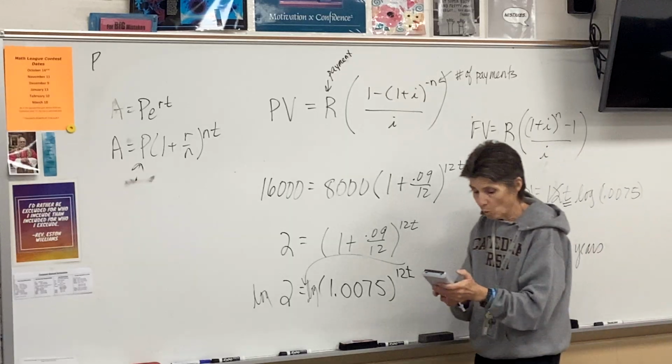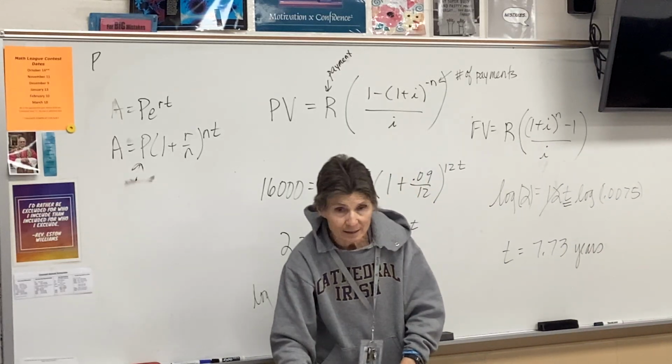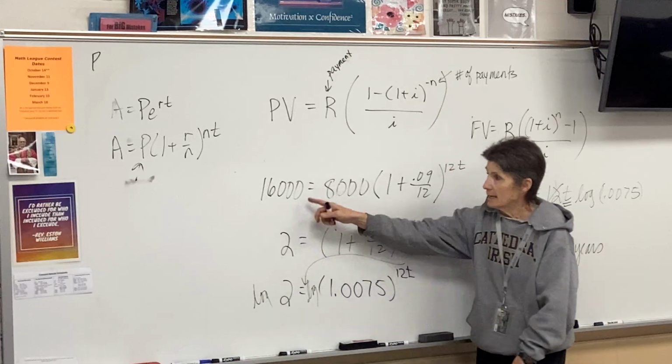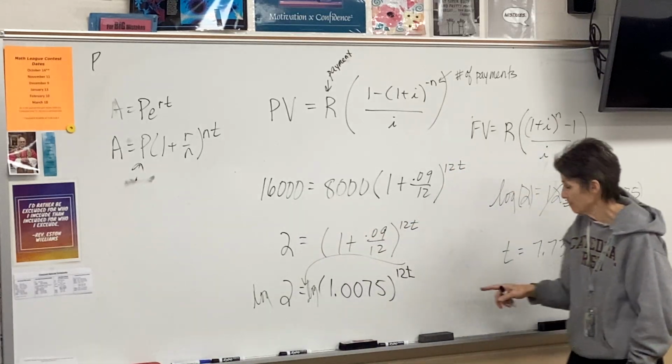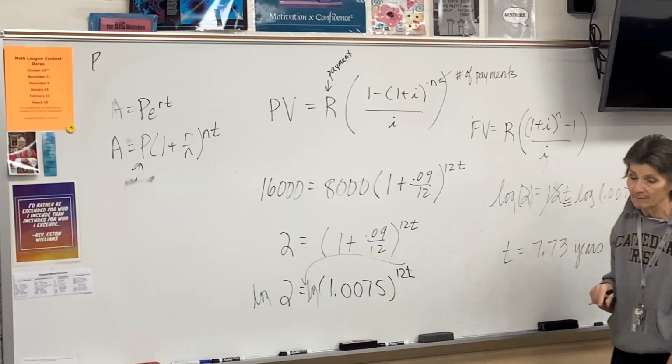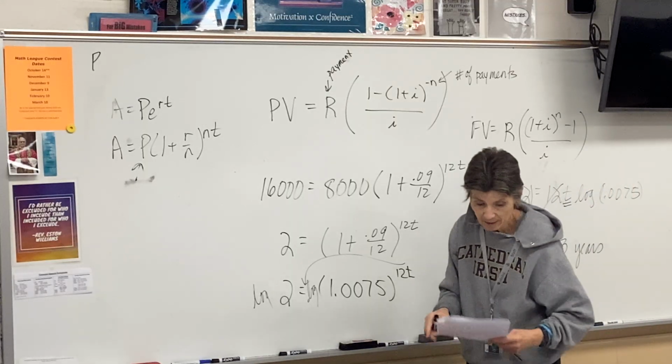And the answer is, it's going to take 7.73. The question was, when should she go back and get her $16,000? She goes back in 7.73 years.